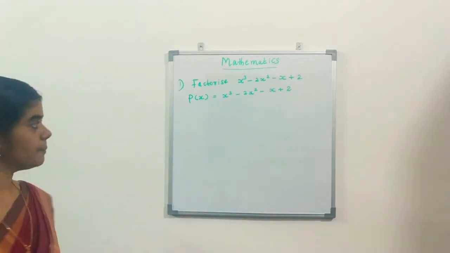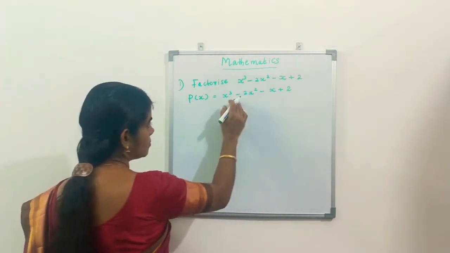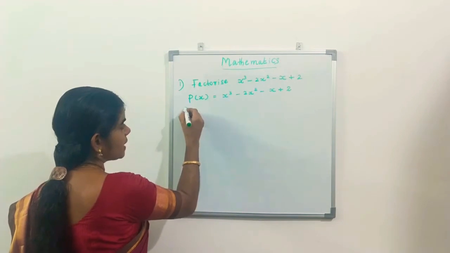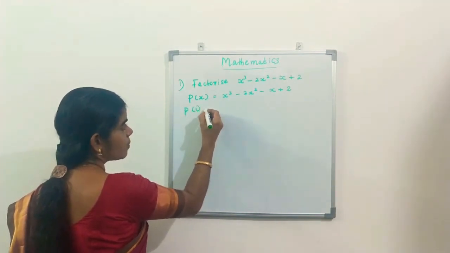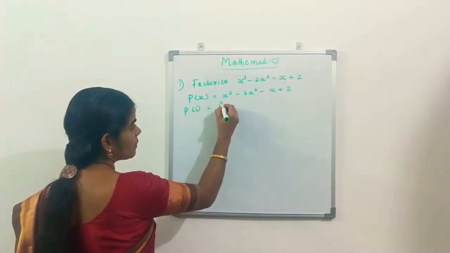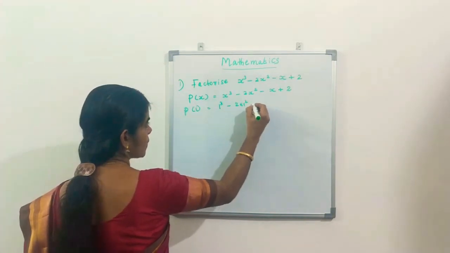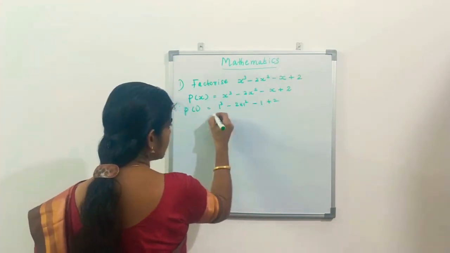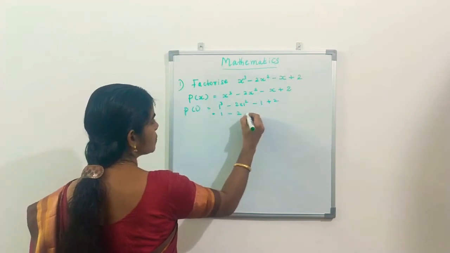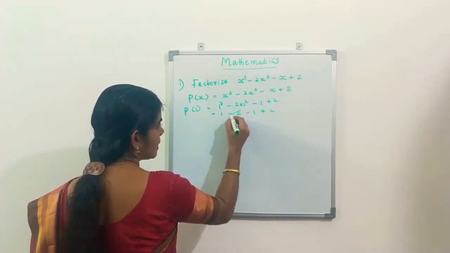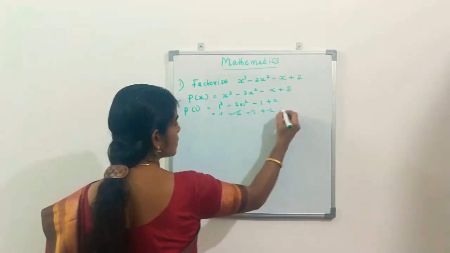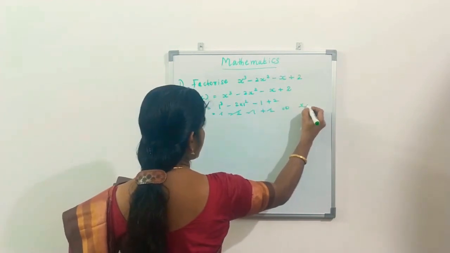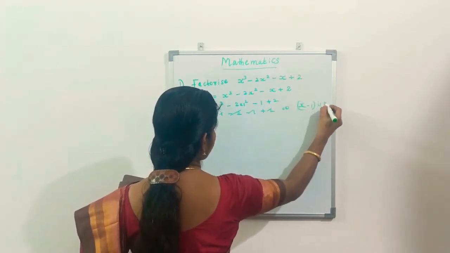Just listen here. P of x is equal to the polynomial. First we can find one factor, p of 1. You already got 1 cube minus 2 into 1 square minus 1 plus 2. That is 1 minus 2 minus 1 plus 2. Minus 2 and plus 2, 1 and minus 1, you got 0. Therefore, x minus 1 is a factor.